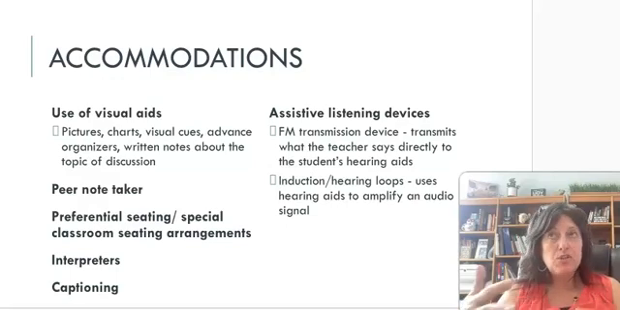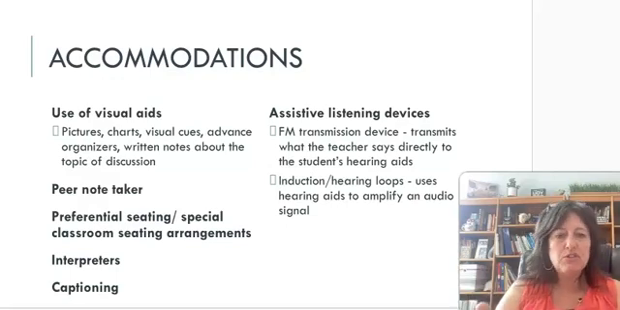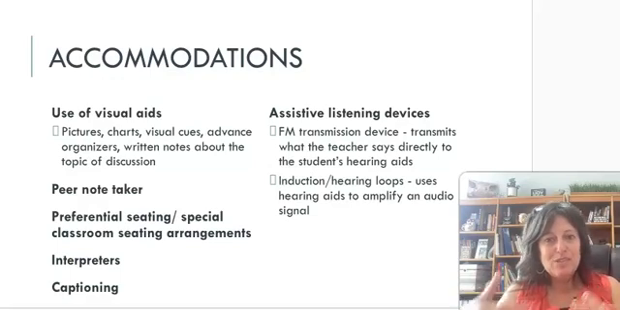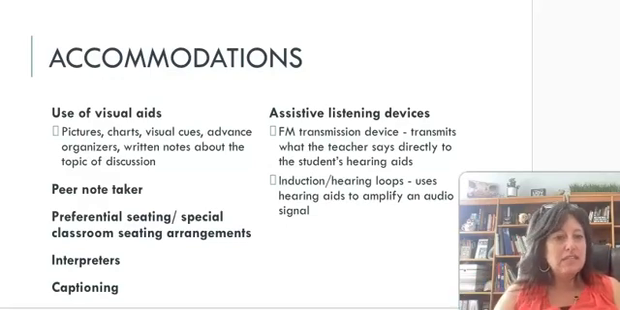Have a peer note taker so they can read your lips, watch what you're doing during the lecture, and follow along with your words while somebody else is taking the notes. Preferential seating, so you're sitting near these students. Having people who are signing ASL, as you saw in one of the videos this week. And then assistive listening devices.